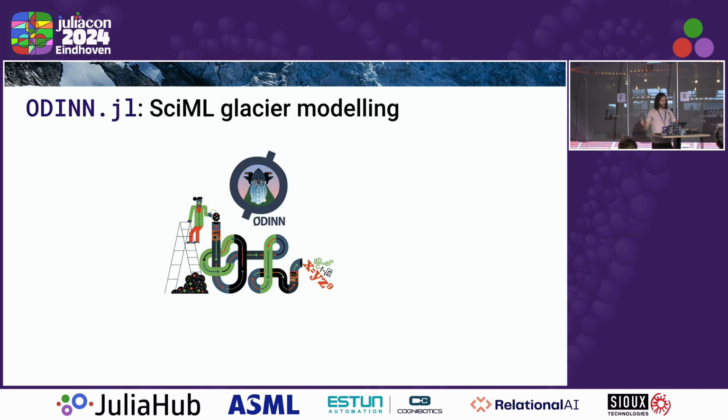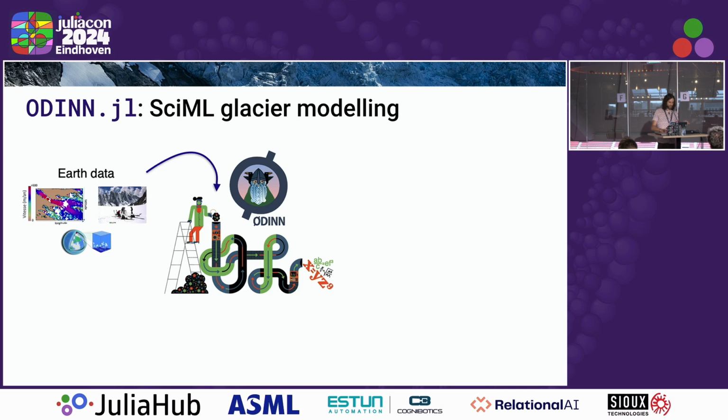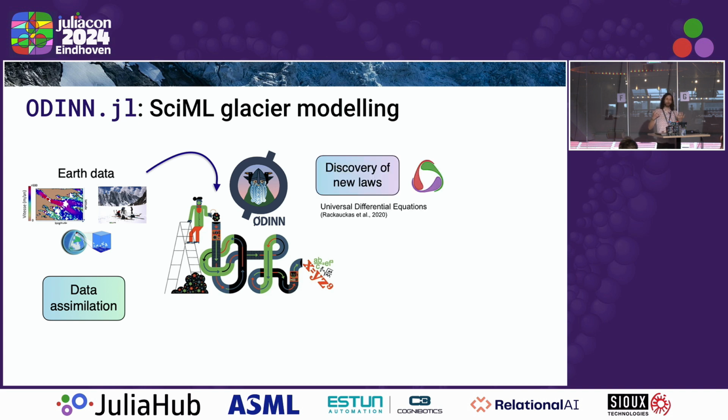So what is ODINN? In a nutshell, we're building a scientific machine learning glacier model. And we're building a modeling framework which intends, of course, to assimilate all these heterogeneous Earth data for glaciers coming from satellite remote sensing, in situ data, and also climate models. And the idea is, of course, to use these differentiable programming capabilities to assimilate these observations in the modeling framework. And we have one main scientific objective in mind, which is to discover new laws. And by laws, I mean mostly parameterizations and empirical laws.